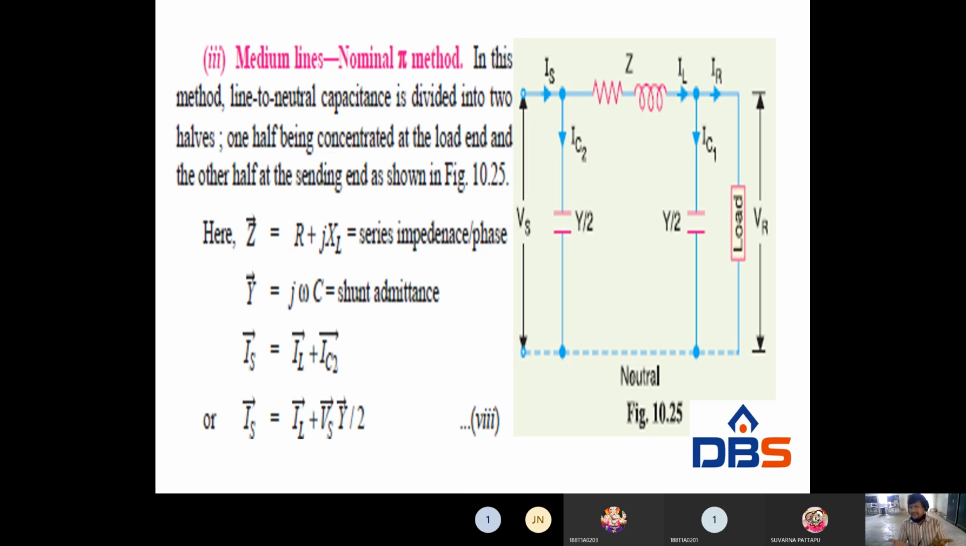In this method, the line to neutral capacitor is divided into 2 halves. Capacitor is divided line to neutral, right? One half is being connected to the load end, another half is being connected to the sending end, as shown in the figure, right?